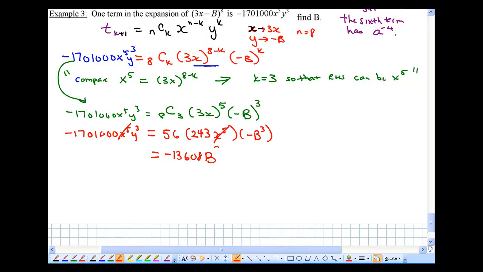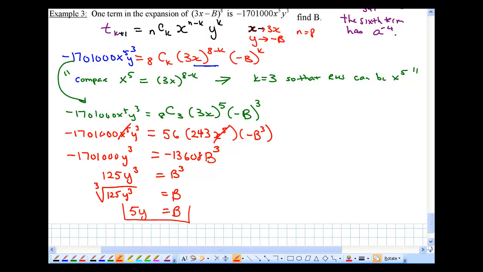That must be equal to, multiply that by b cubed. That equals negative 17,010,000 y cubed. So we'll divide both sides by the negative 13,608. And then we'll have 125, I believe, y cubed equals b cubed. And if I want to solve for b, therefore b equals the cube root of 125y cubed. How about b being equal to 5y? And there you have it. Okay, that's how you can go backwards, try to find out one of the terms in a binomial expansion. We're done.